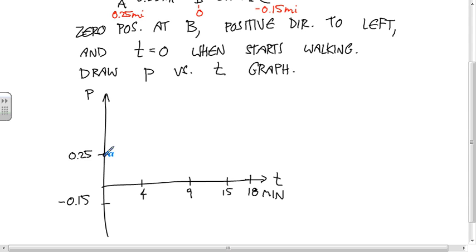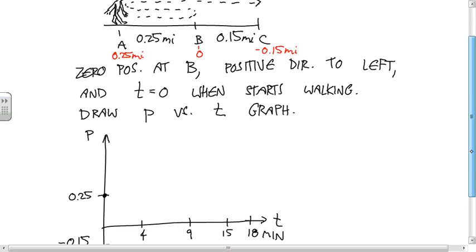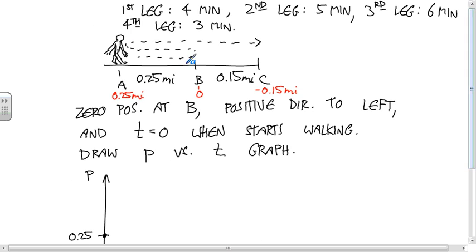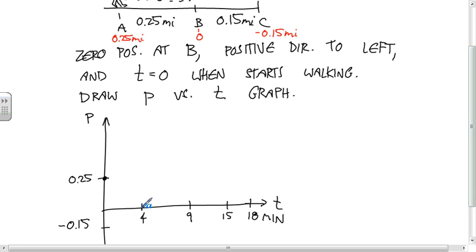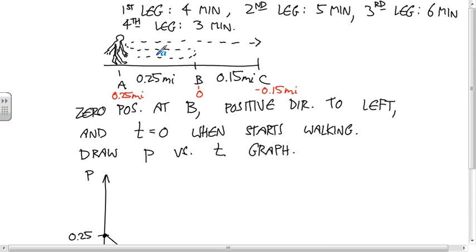So he starts out here, right? At the end of that first leg, so at the end of 4 minutes, he's at the point B. What's the numerical value associated with B? 0, yep. So the next thing is here, so we can draw this line. At the end of the second leg, he's back at A, so what's the numerical value of that? Yeah, back to 0.25.